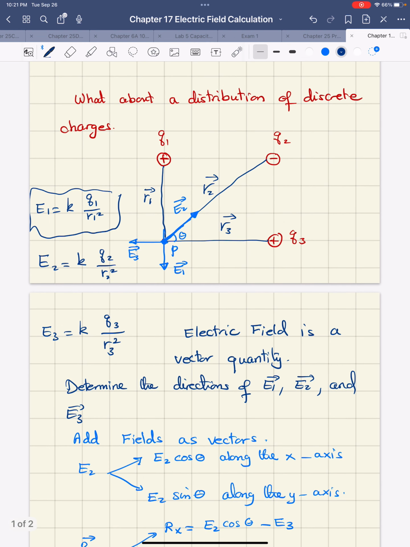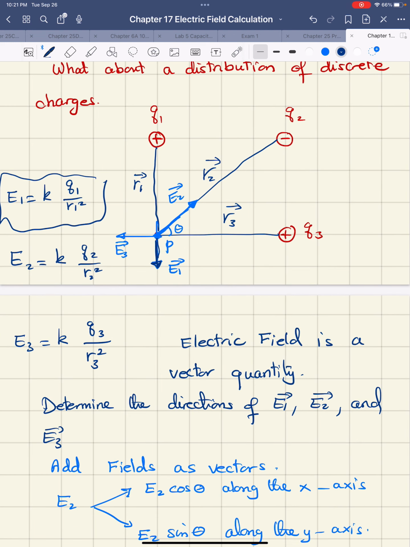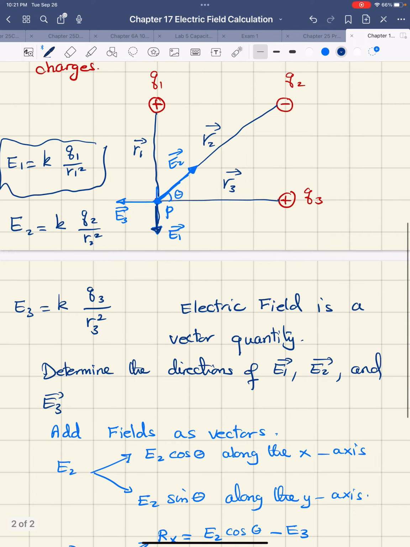Since the electric field is a vector quantity, we need to determine the directions of E1, E2, and E3, and here I did show you. Q1 is positive, so the field should be away, that is E1. For Q3, it is also away, so it is to the left. And E2, since Q2 is negative, is going to be in this direction.